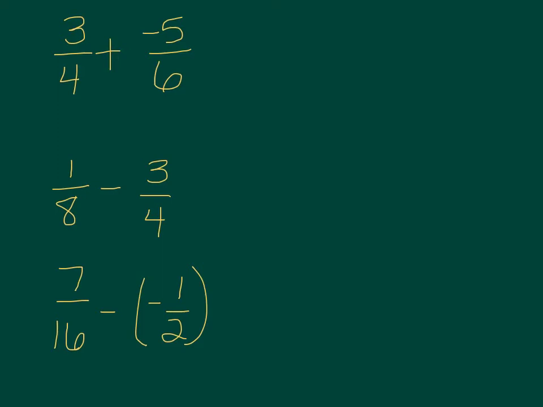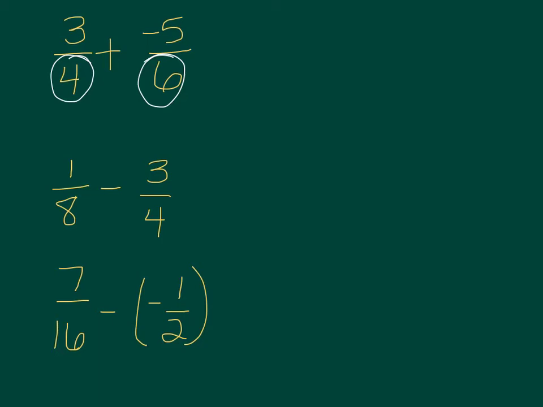Okay, so our denominators are 4 and 6, so I want the least common denominator. It's the easiest way to go. You don't have to have the least common denominator. If you want, you can always multiply the two. 4 times 6 is 24, and you can use that. But just remember, you might have to reduce at the end.